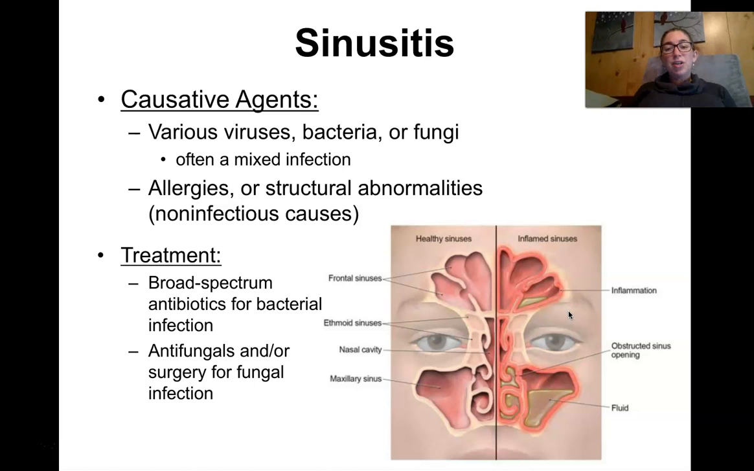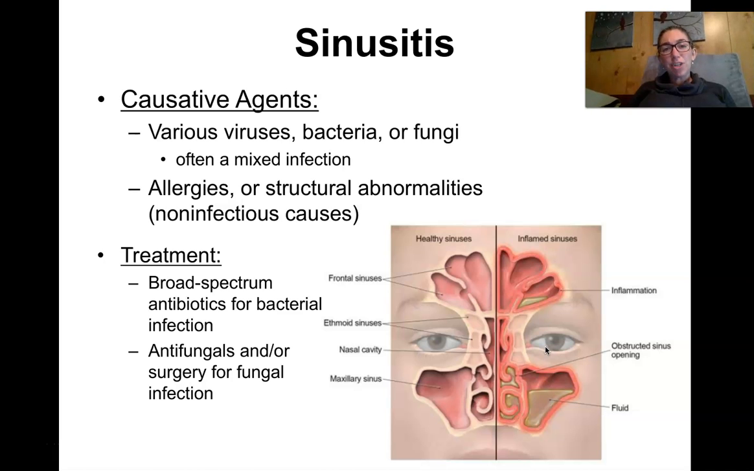Sinusitis is inflammation of the sinuses. These are cavities in the face that can fill with fluid when you get sick. And then that fluid causes pressure in your face, which can cause pain in your eyes and your nose and your head. It can be viral, it can be bacterial, or it can be fungal. It can be a mixed bag of those things.